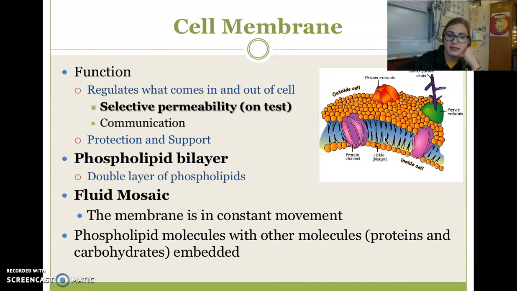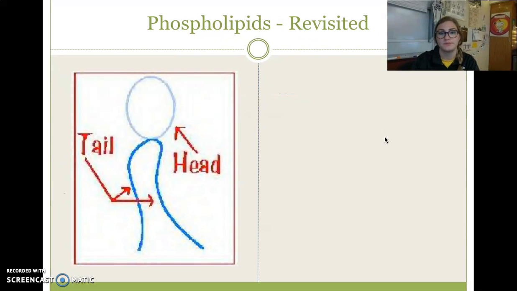And we have this idea of the fluid mosaic. It means that the membrane is constantly moving, it is constantly kind of floating around. But it is embedded with some other molecules in order to give it some stability, in order to give it a little bit more of a function, especially with that selective permeability. So those phospholipid molecules, they end up coming together with proteins and carbohydrates in order to allow for other things to pass through the cell membrane.